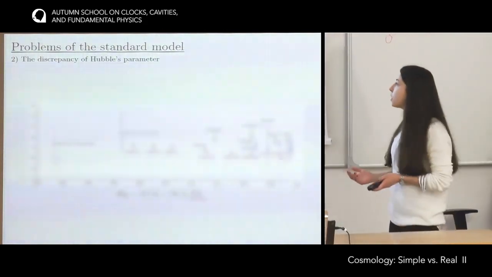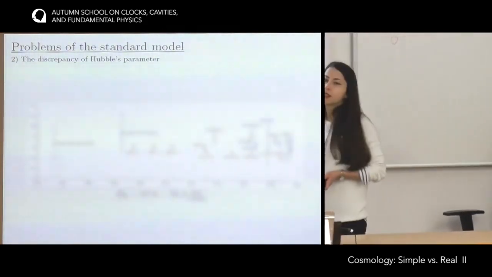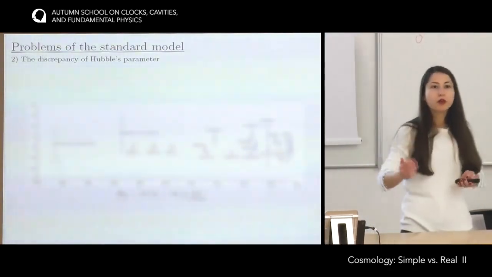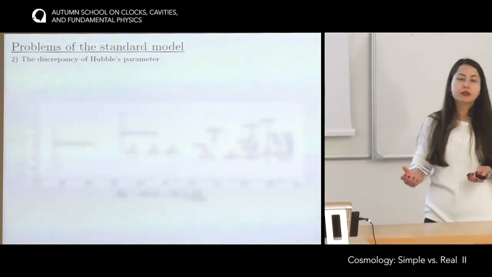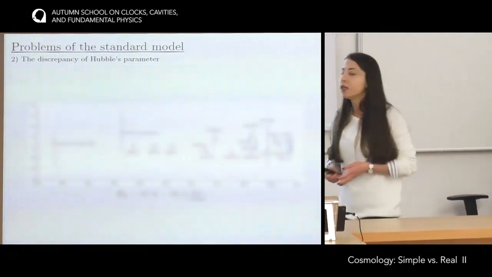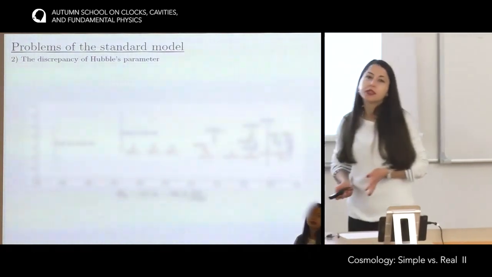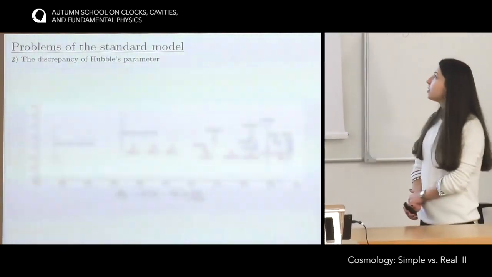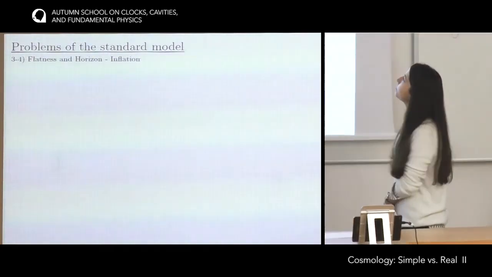So this shows that there is a discrepancy in the Hubble's parameter depending on how far you look or the method you use, like whether you're using standard candles or standard rulers. And this discrepancy still cannot be solved. So this is the second problem of the standard model.